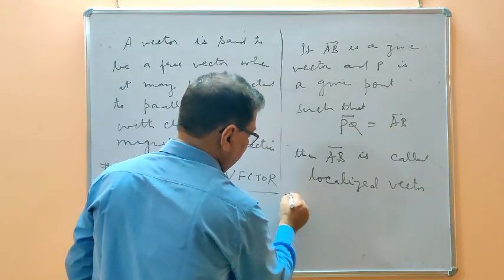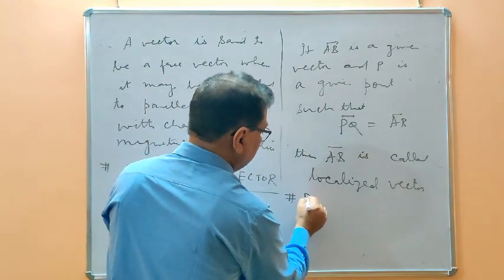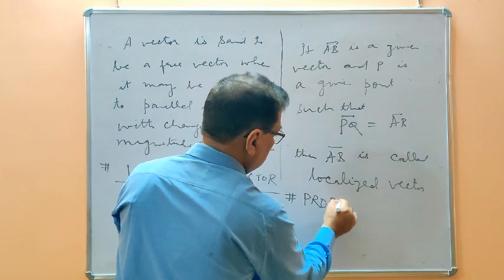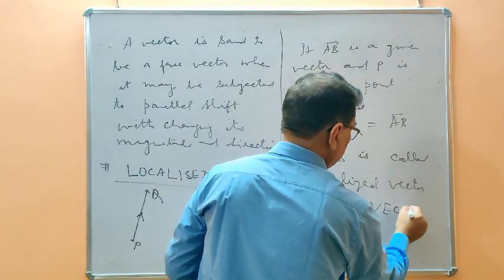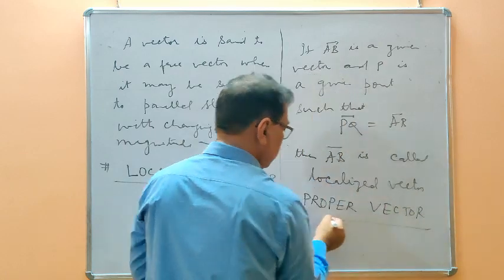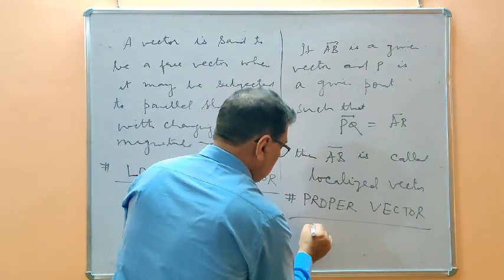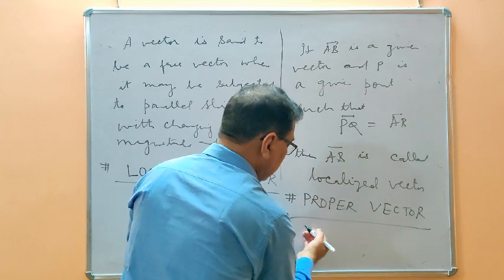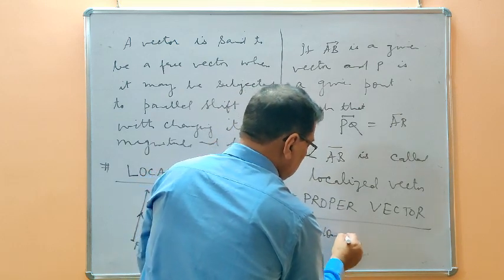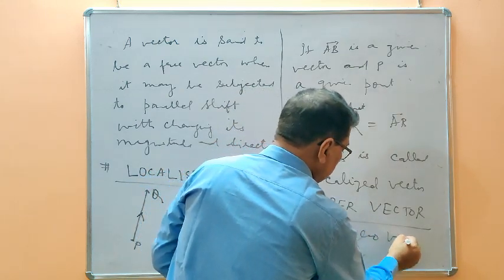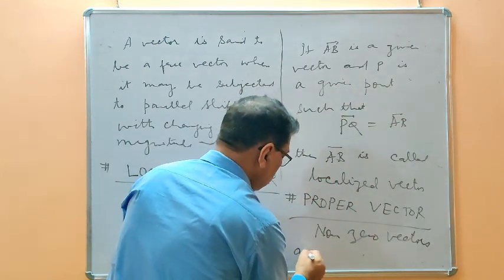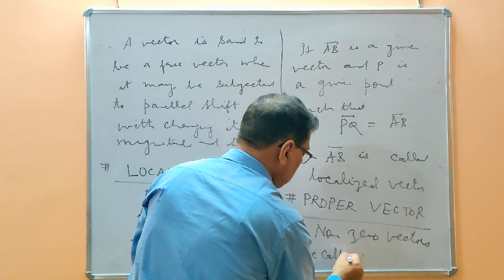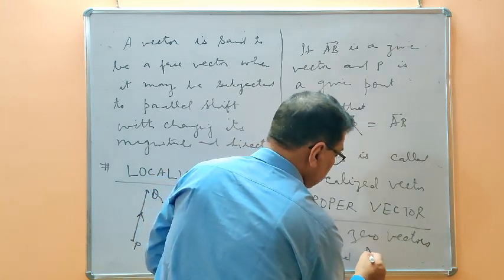Then we have very small definition here, proper vector. Non-zero vectors are called proper vectors. Okay.